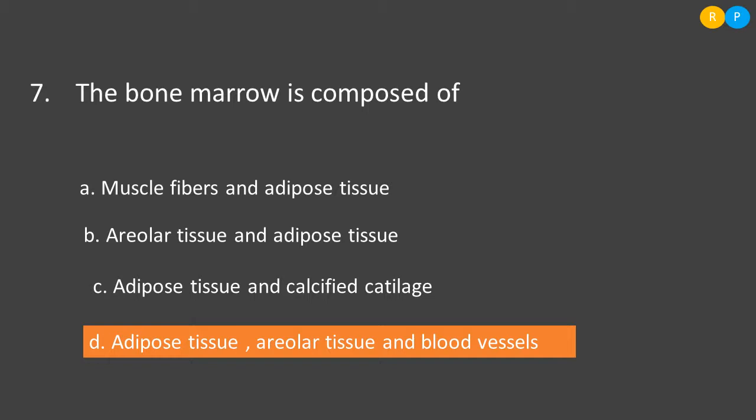Both will be present in the bone marrow, but we have to look for the appropriate answer among the options. So let us move to option C, adipose tissue and calcified cartilage. Calcified cartilage is not a part of bone marrow. Then option D, adipose tissue, areolar tissue and blood vessels. All three types of tissues will be present in bone marrow. So the correct answer is option D.